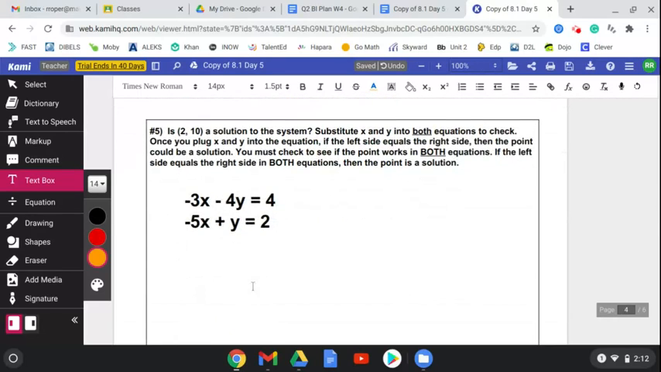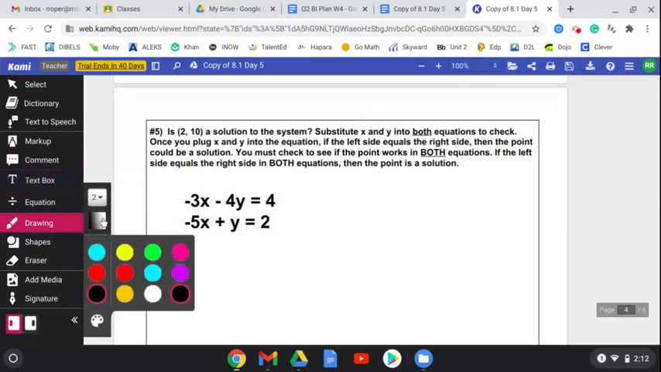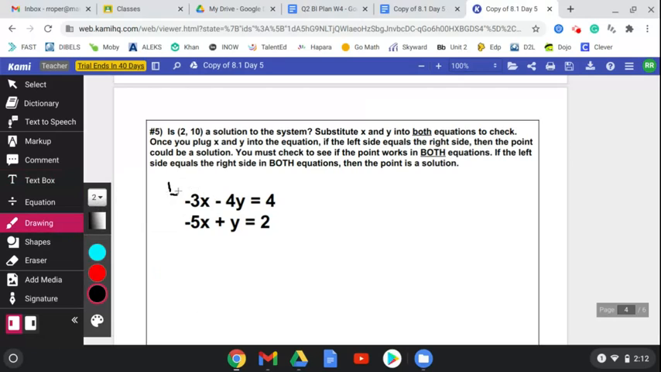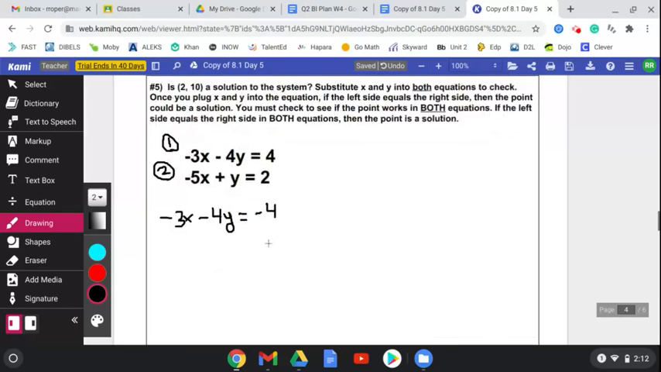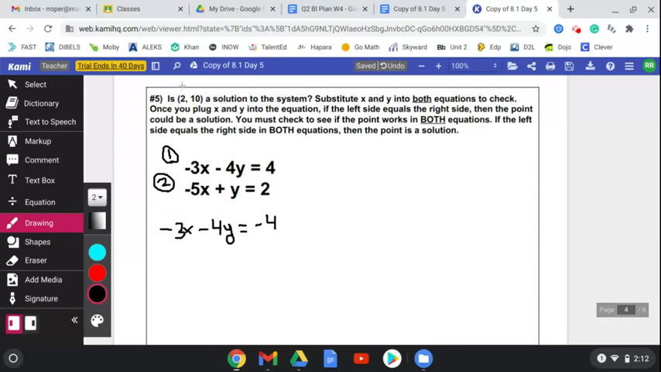Number 5, is (2, 10) a solution to the system? So let's try it. Let me call this one equation 1. Let me call this one equation 2. Okay, so equation 1 is negative 3x minus 4y equal negative 4. So in the pair (2, 10), of course, 2 is x and 10 is y, right? Just like the alphabet, x comes before y.